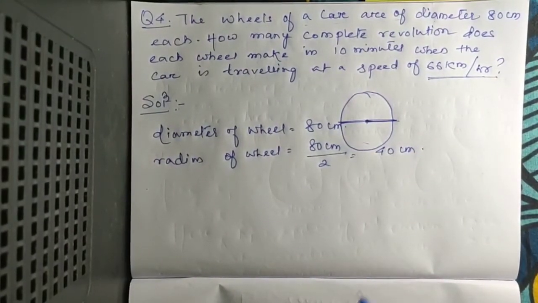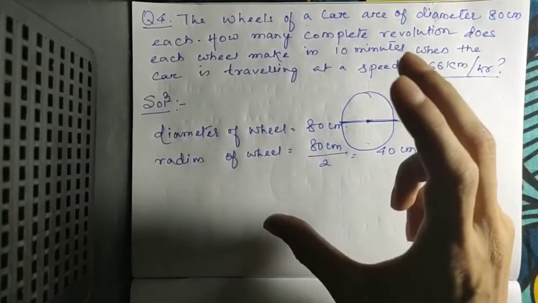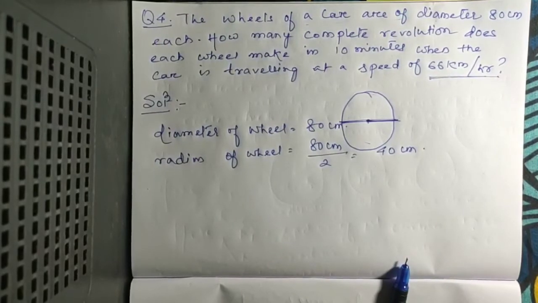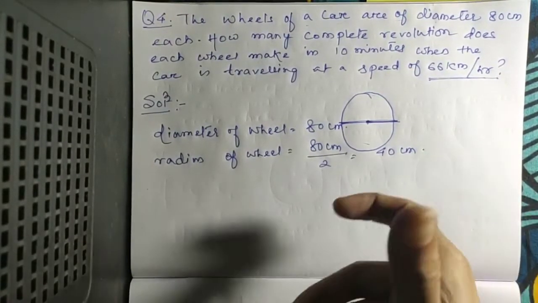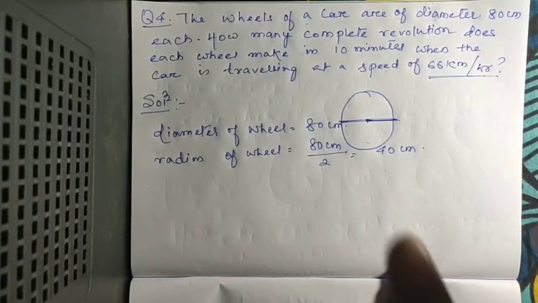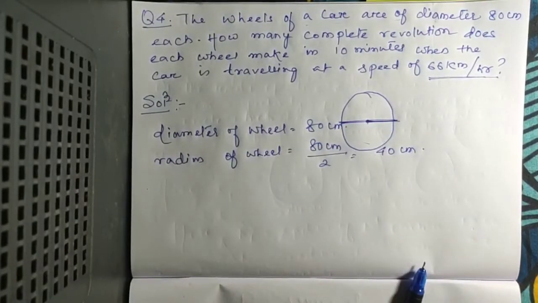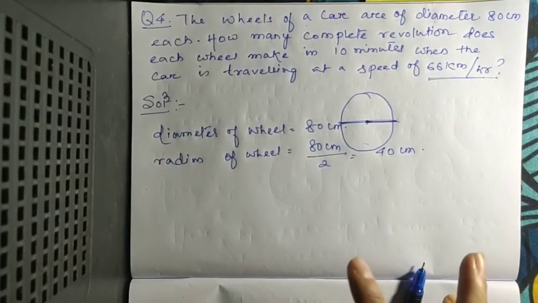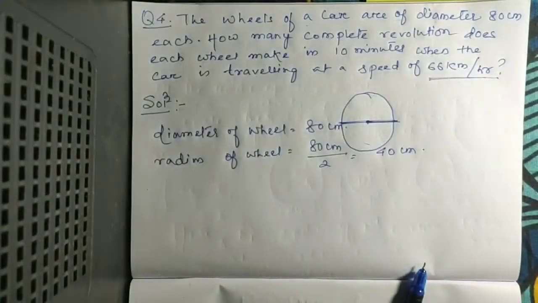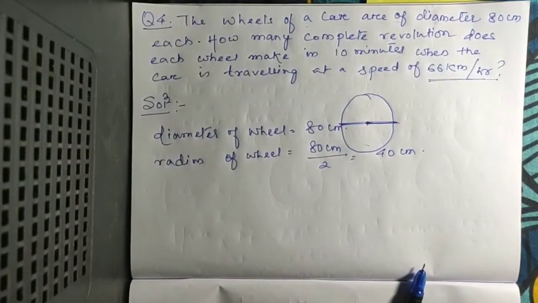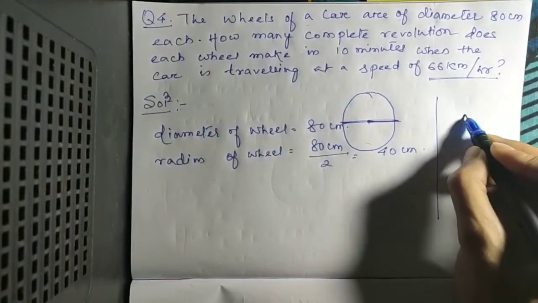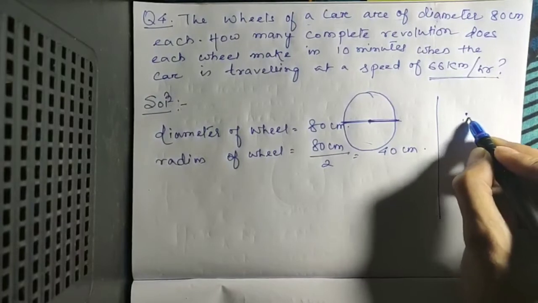Now remember students, one time revolving, if the wheel is revolving one time completely, that is the circumference of the circle. So total distance divided by one time, that is the circumference of the circle, if we do, then we will get the number of revolutions. That means from your house to your friend's house, just for an example, this is your house and this is your friend's house.